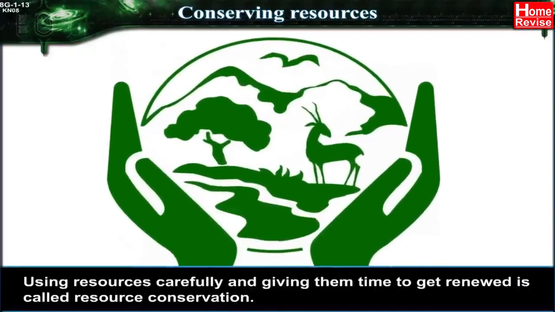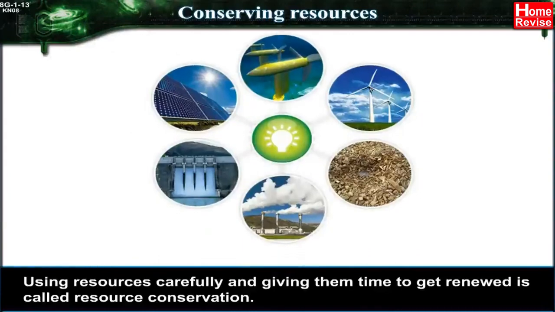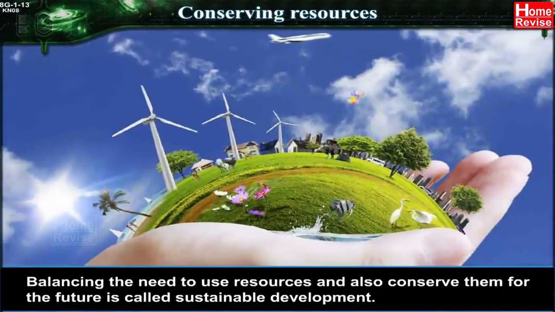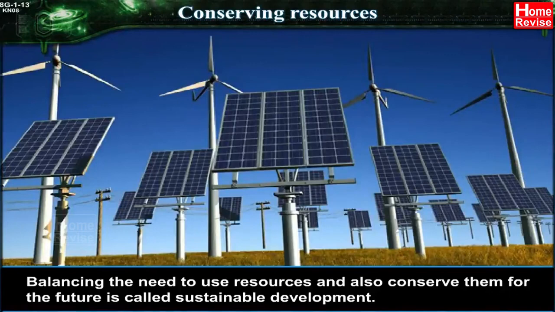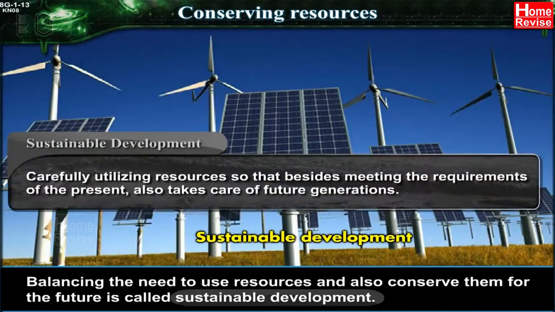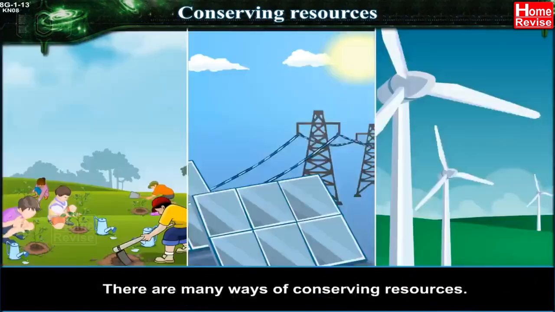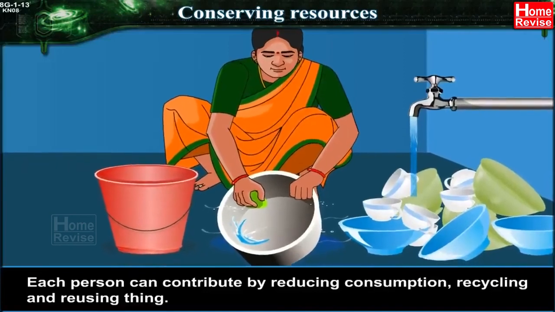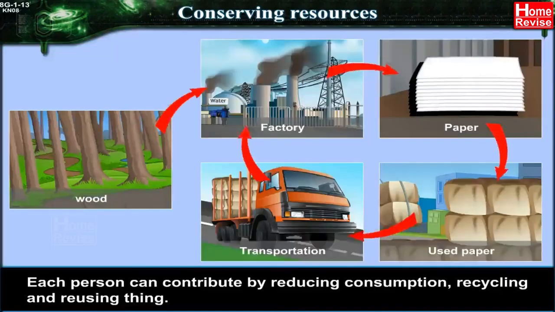Using resources carefully and giving them time to get renewed is called resource conservation. Balancing the need to use resources and also conserve them for the future is called sustainable development. Sustainable development means carefully utilizing resources so that, besides meeting the requirements of the present, it also takes care of future generations. There are many ways of conserving resources. Each person can contribute by reducing consumption, recycling, and reusing things.